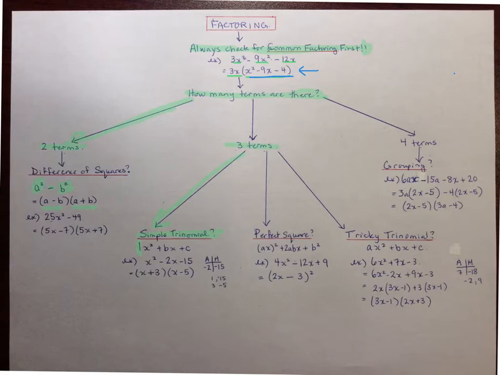Remember, square root the first, it goes at the beginnings of the brackets. So if I square root 25x squared, that gives me my 5x squared. It goes at the beginnings of the brackets.